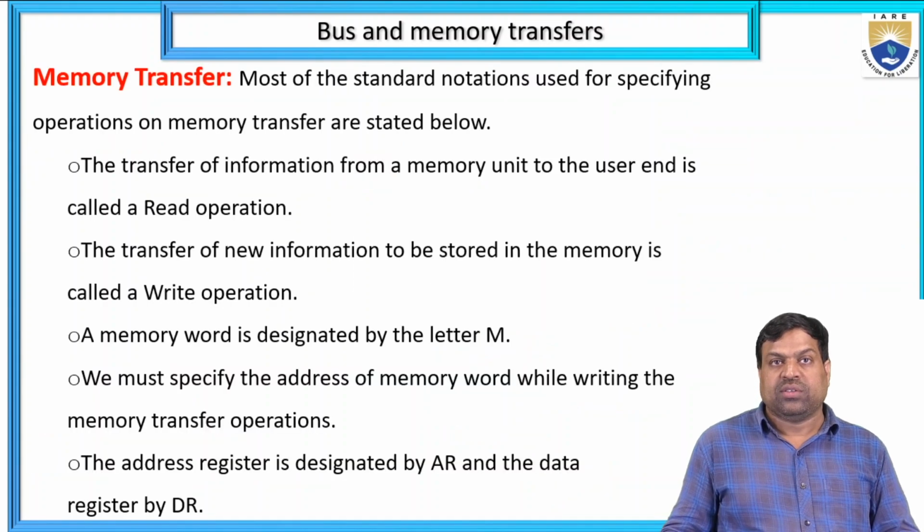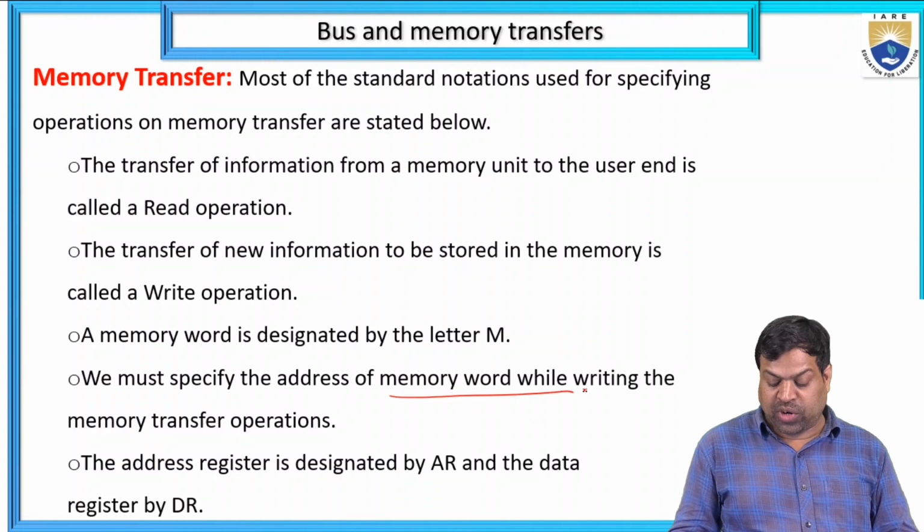So how are we transferring the memory? The most standard notations used for specifying operations on memory transfer are stated below. The transfer of information from a memory unit to the user end is called a read operation. The transfer of new information to be stored in the memory is called a write operation. A memory word is designated by the letter M, and we must specify the address of the memory word while writing the memory transfer operations. The address register is designated by AR and the data register by DR.